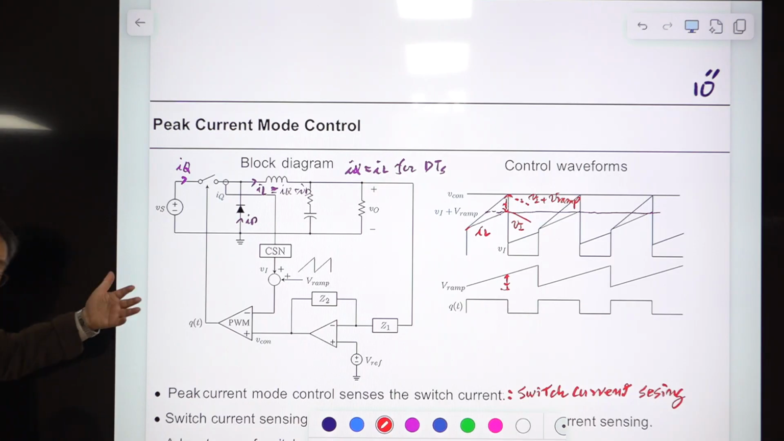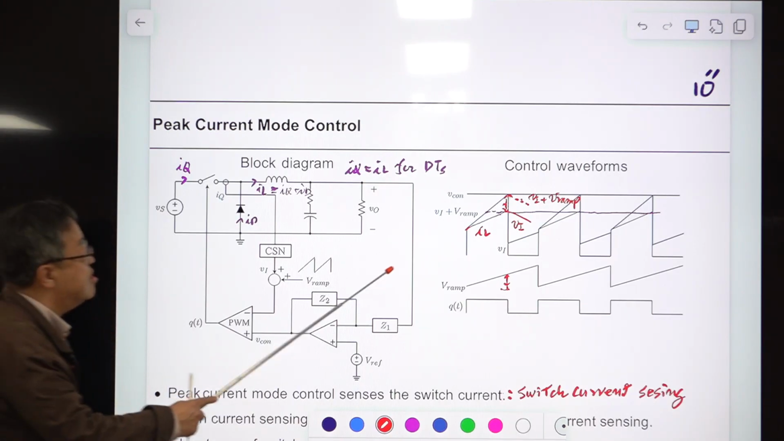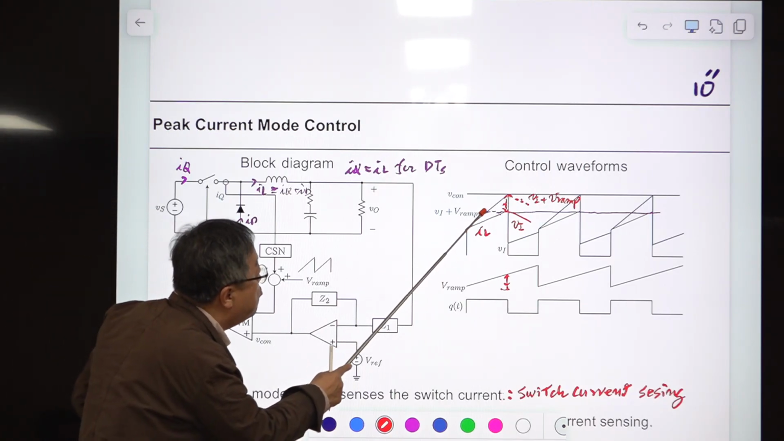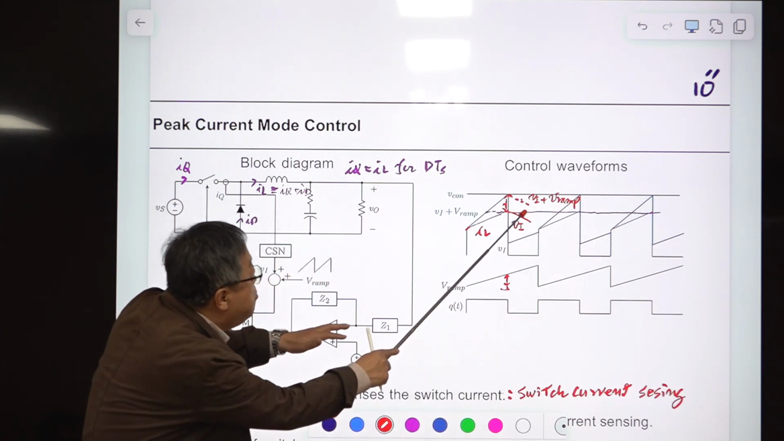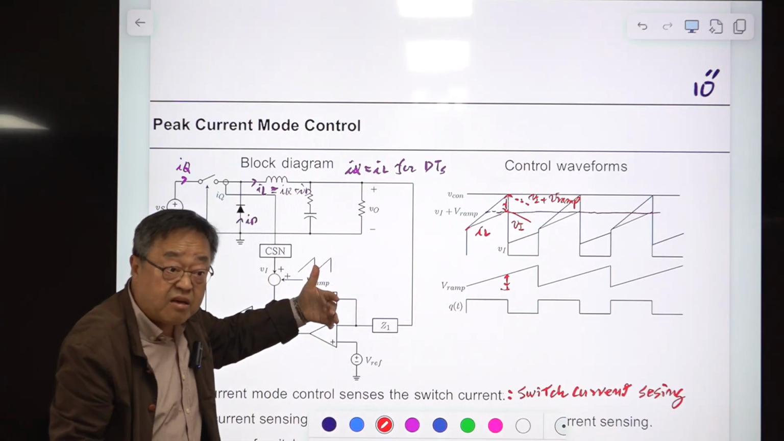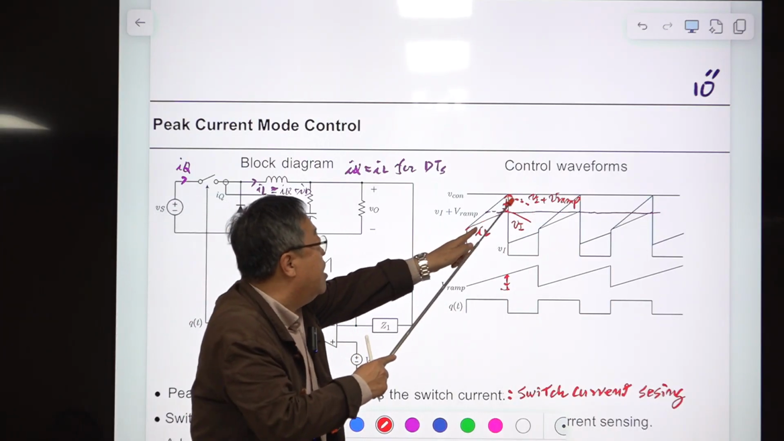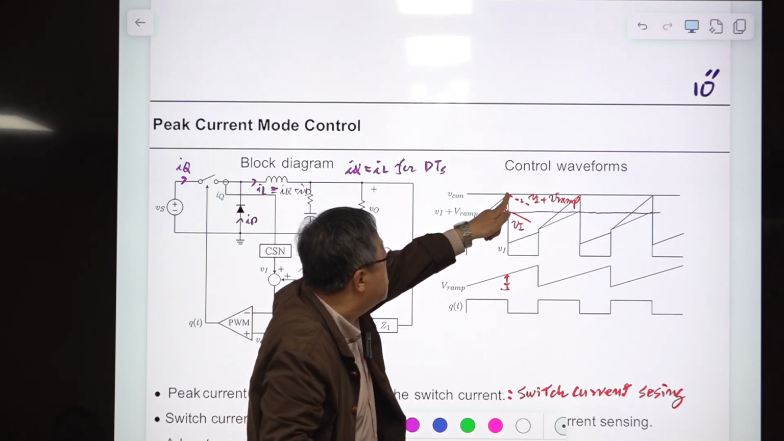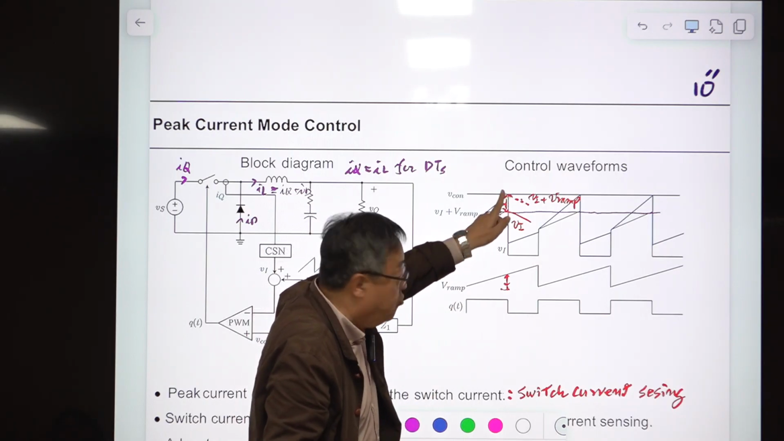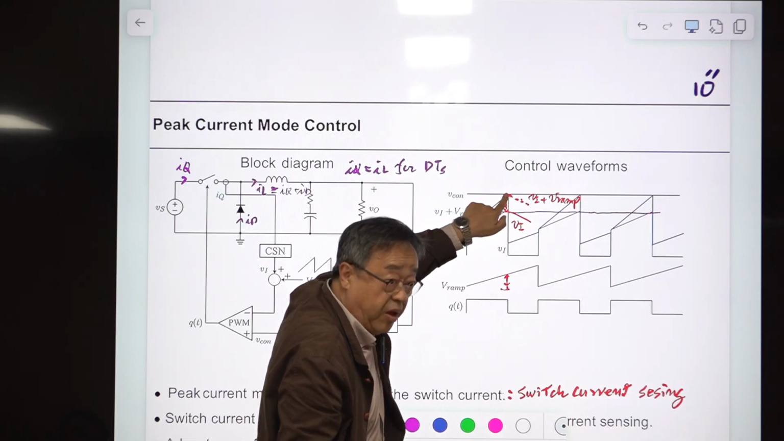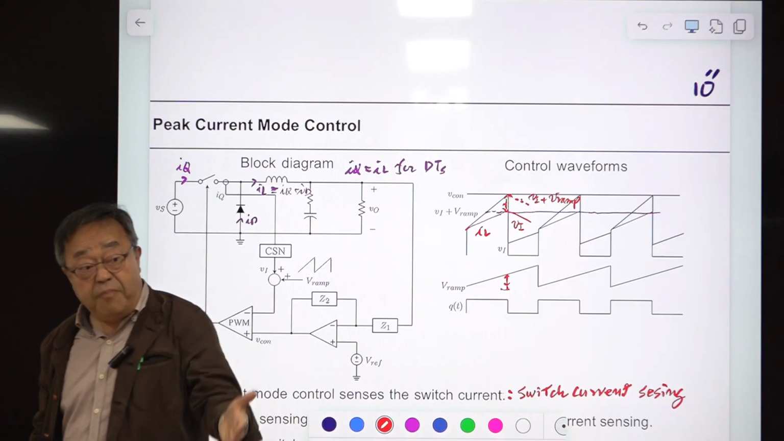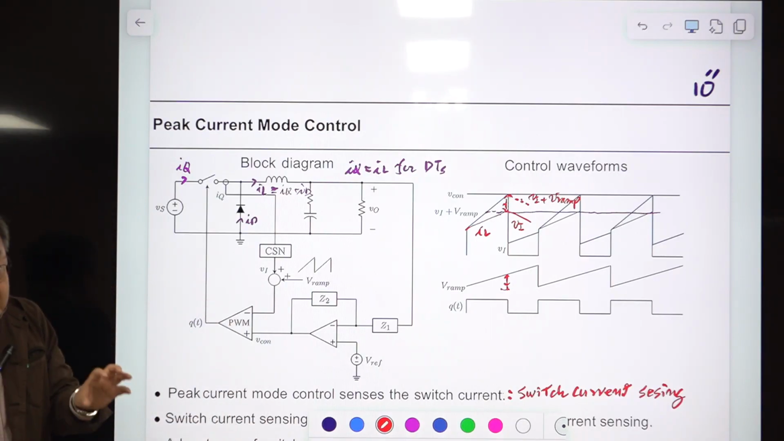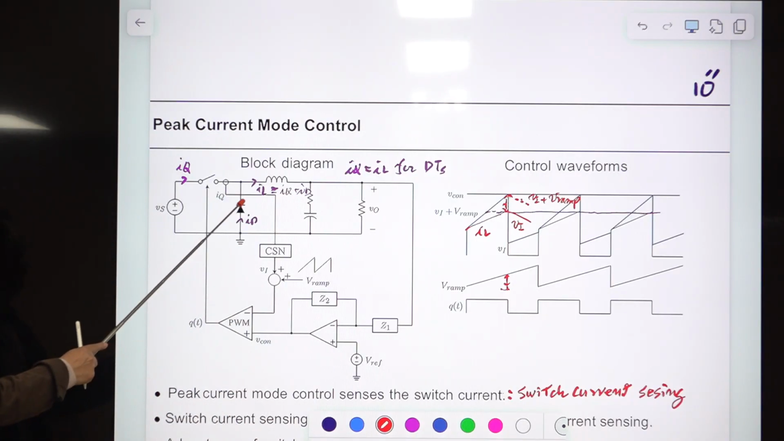Suppose we sense the inductor current. Then if we sense the inductor current, this waveform will be like this. This part is not doing anything, so this is the same. Even though there is an inductor current, the switch is turned off at this point. Without the inductor current, the switch is turned off at this point. So they are the same, functionally the same in terms of the control mechanism. So inductor current sensing and switch current sensing are identical.